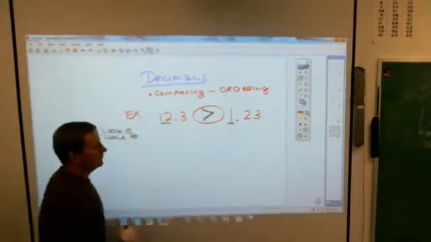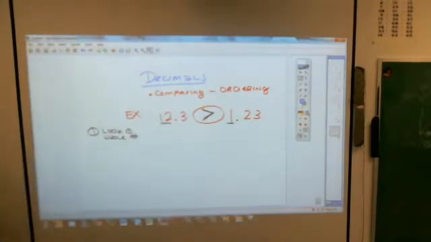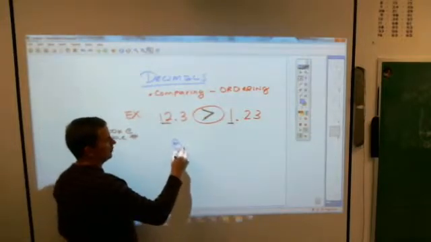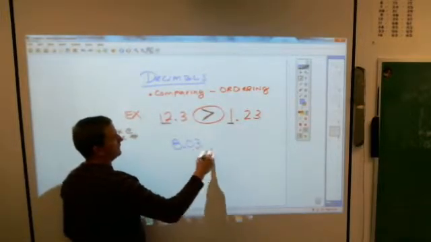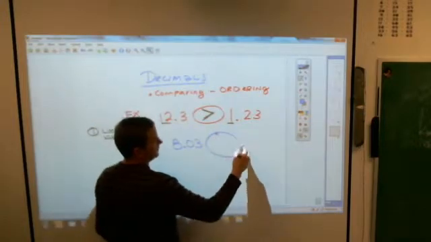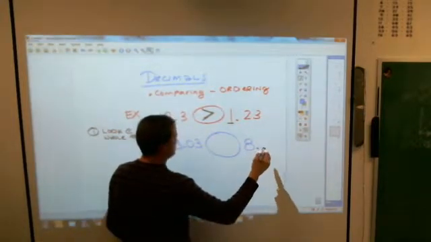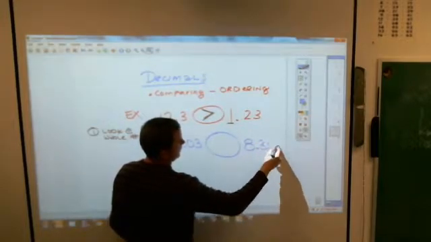And yes, you will write out those problems like that so you can see it. But what happens if the whole numbers are the same? Am I not supposed to just look at the whole number? No, that would be a shame. Let's do this: 8.03 compared to 8.30.